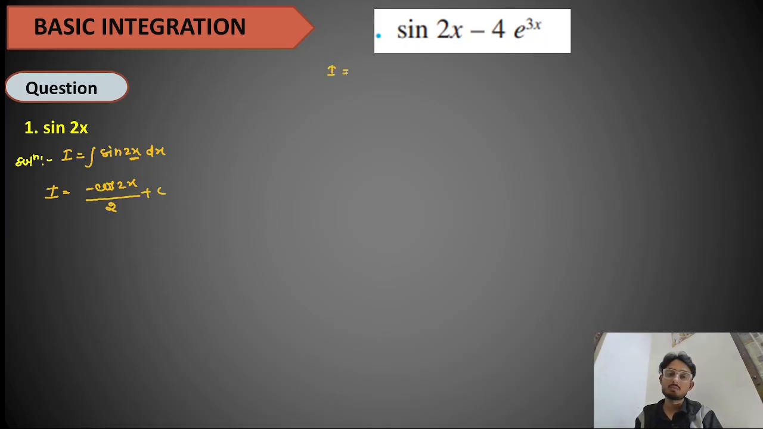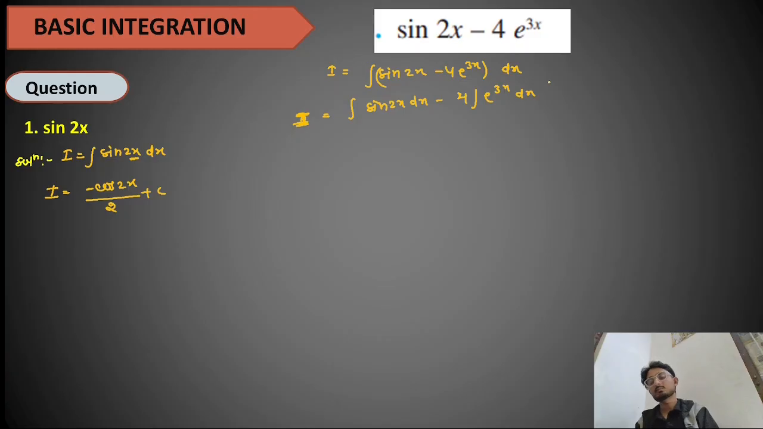I equals the integral of (sin 2x − 4e^(3x)) dx. Firstly, you can write the integral of sin 2x dx and then the integral of 4e^(3x) dx. You can separate both terms first of all. After separating the terms, you can integrate the first one and then the second one.